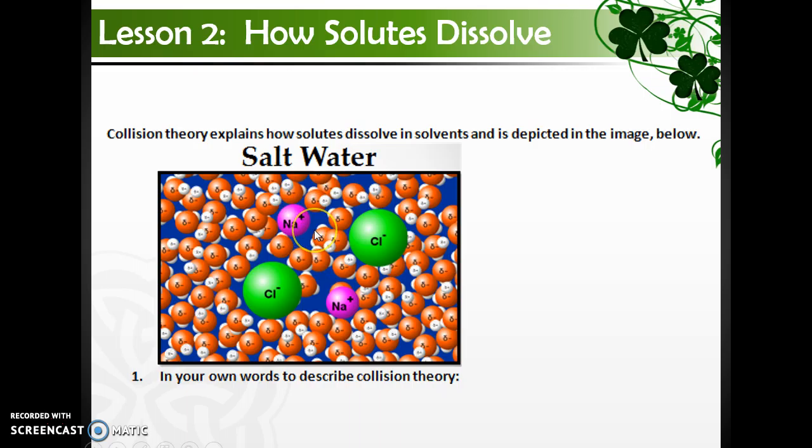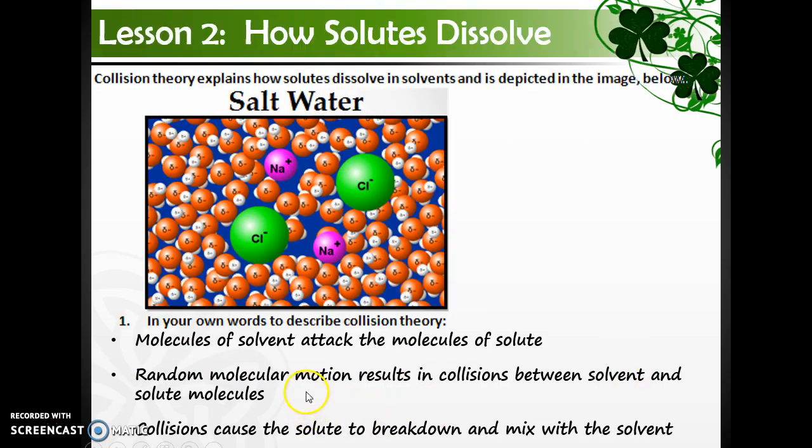In your own words, describe collision theory and how it relates to the process of dissolution. So basically what happens with collision theory and in the process of dissolution is that first molecules of solvent attack molecules of solute. Random molecular motion results in collisions between solvent and solute molecules, and those collisions cause the solute to break down and mix with the solvent.